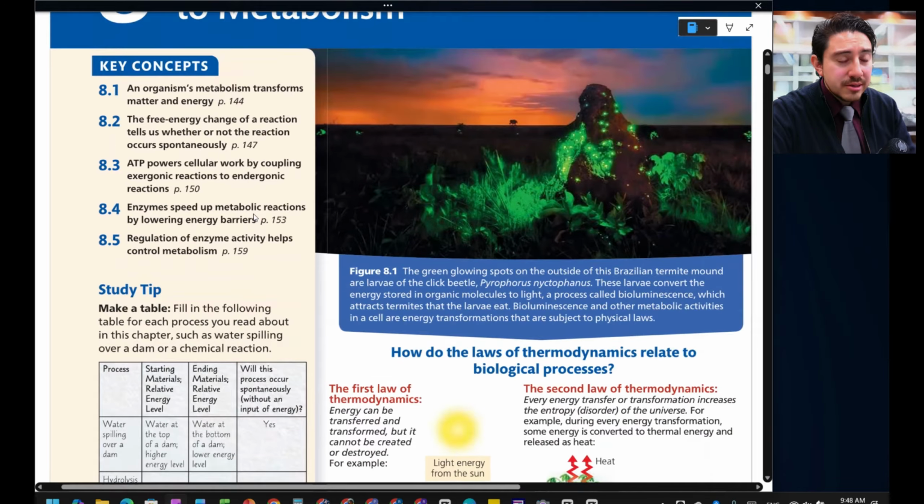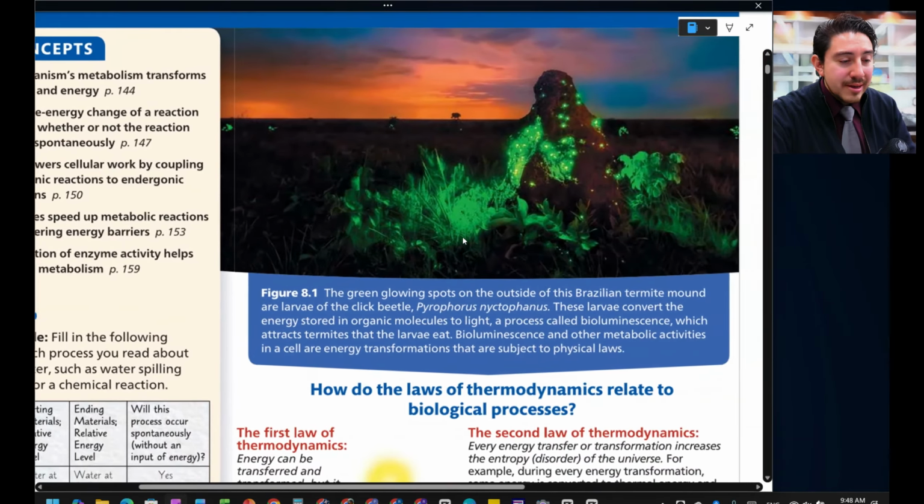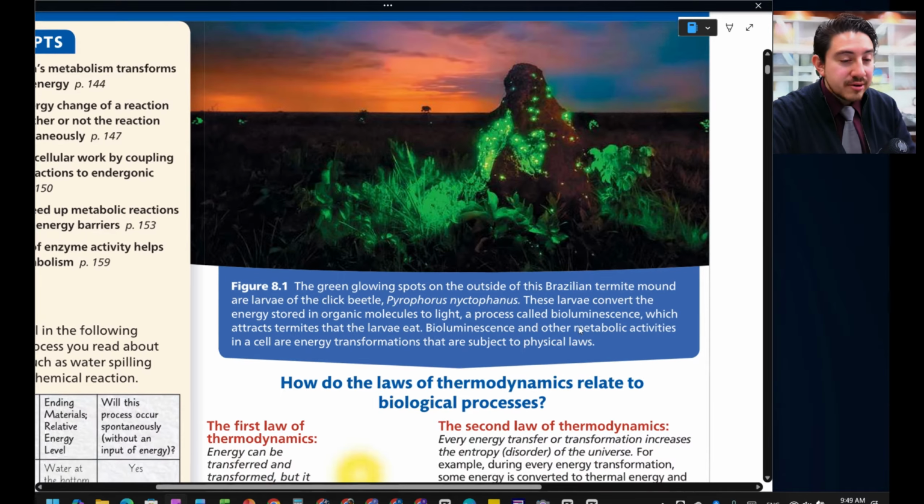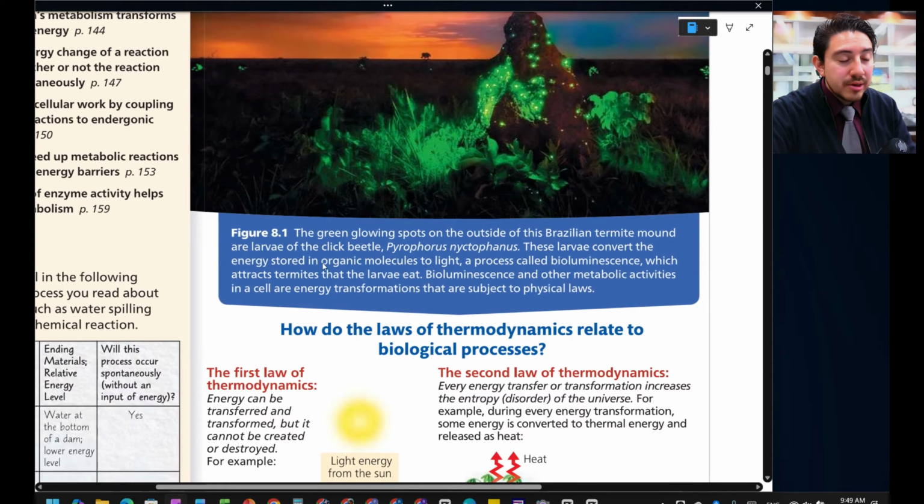So we see here in the picture, figure 8.1, the green glowing spots on the outside of this Brazilian termite mound are larvae of the click beetle, Pyrophorus nyctophanes, if I'm saying that correctly. These larvae convert the energy stored in organic molecules to light, a process called bioluminescence. We'll see this in more detail in the later chapters. It attracts termites that the larvae eat.